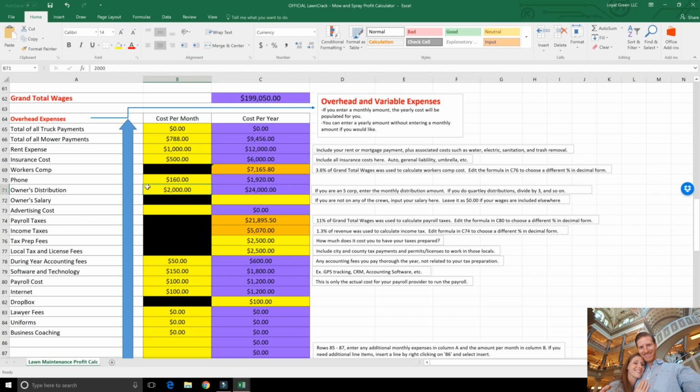This is my owner's distribution. So we're an S corp. On top of me actually being on payroll, I get my quarterly distributions, and I'm paying myself $24,000 in distributions this year. Owner salary, since I'm the office guy, I'm already included in this. That's why it says right here, leave it as zero if you're already included elsewhere.